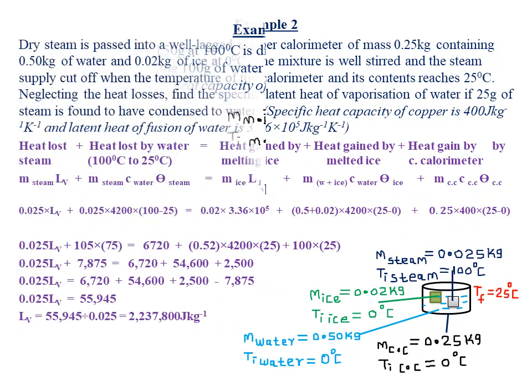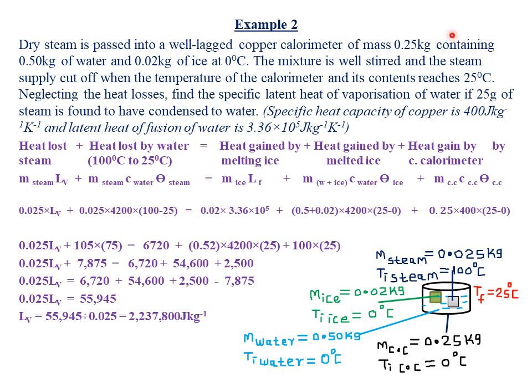Next, our second example reads that dry ice is passed into a well-lagged copper calorimeter of mass 0.25 kg. So we have the mass of the copper calorimeter as 0.25 kg containing 0.50 kg of water. So that is the mass of water, 0.50 kg, and 0.02 kg of ice. So that is the mass of ice, 0.02 kg at 0 degrees Celsius.